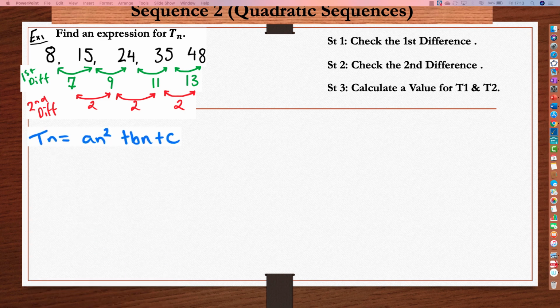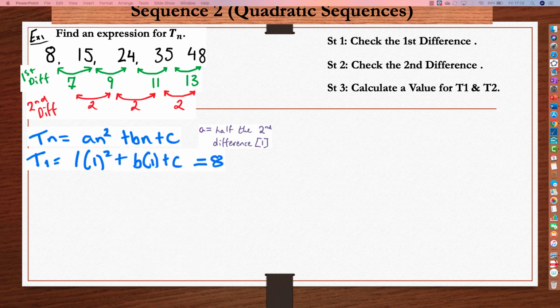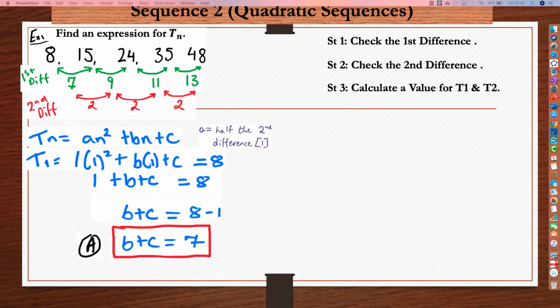So we know A is always what? Half the second difference, which this time is 1. Brilliant. So I get T1, which is 8. So that's 1 times 1 squared plus b times 1 plus c is equal to 8. 1 times 1 squared is 1, plus b plus c is 8. Bring over this 1, minus 1. b plus c is equal to 8 minus 1. b plus c is equal to 7. Box that. I did it for T1, and I'm going to go over and do it for T2.